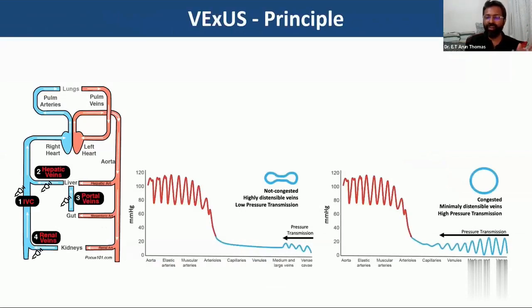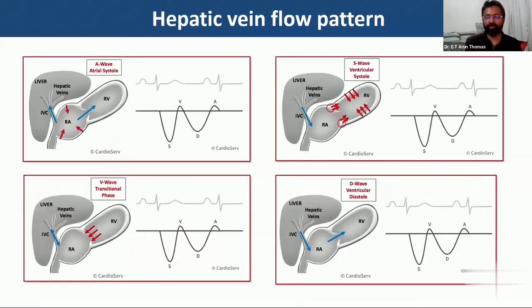This is because in a filled venous system, the right atrial pressure will be transmitted to the organs. If the venous system is collapsed, the right atrial pressure will not be transmitted into the organs. So we just look at the Doppler signals in the hepatic vein, portal vein, and the renal vein, and assess the waveforms. So this is the hepatic venous flow.